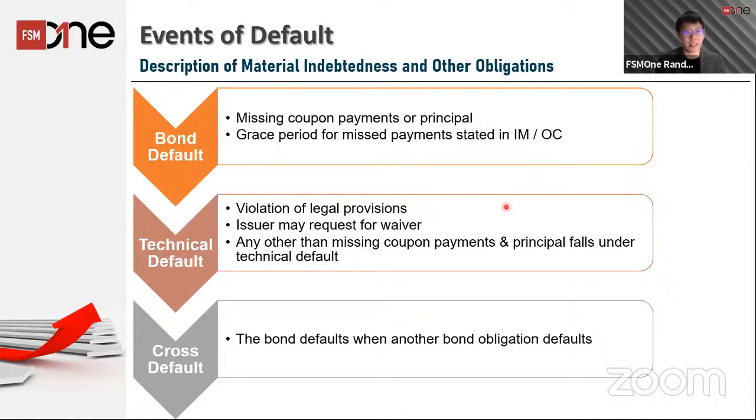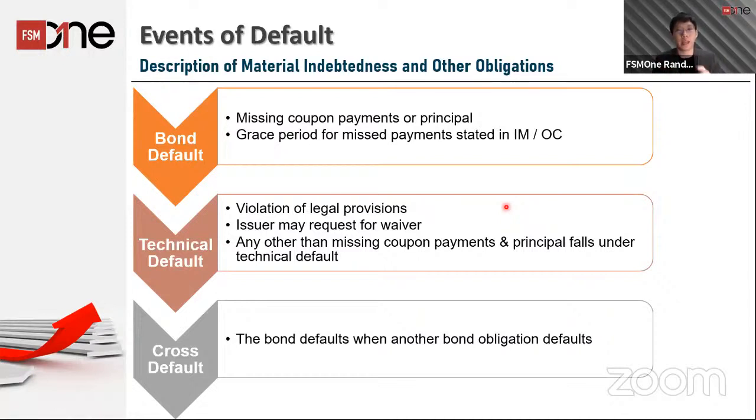In this case, like I said, technical default is not the actual bond default. It's just a violation of the legal provisions, like the terms and components stated inside the bond prospectus. Any violation will be a technical default. But since this is not an actual default, what the issuer can do is request a waiver from the bondholders. They will normally hold an EGM to seek the consent of all the bondholders to waive such violations.